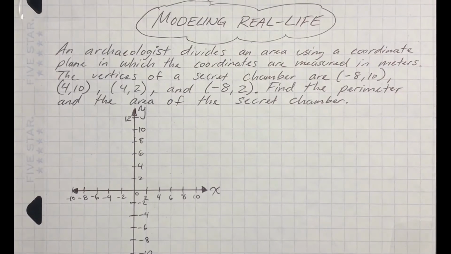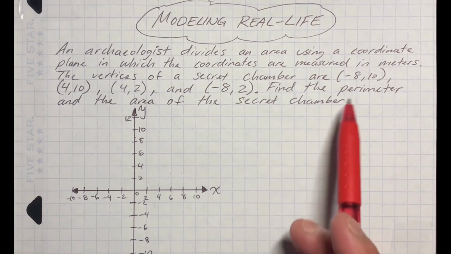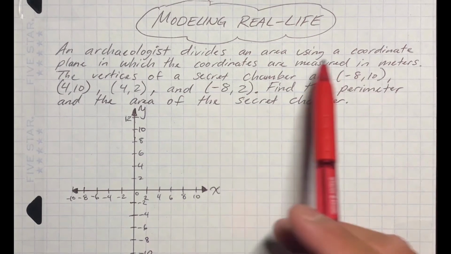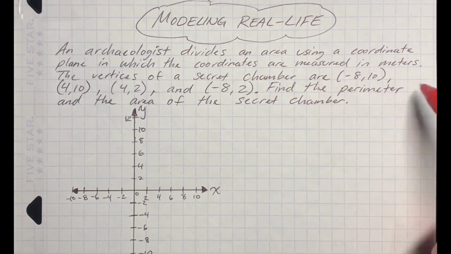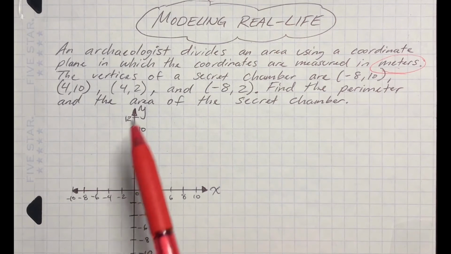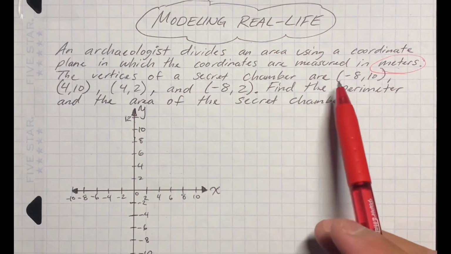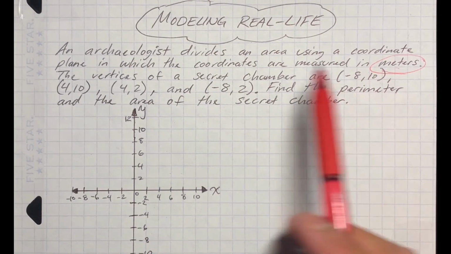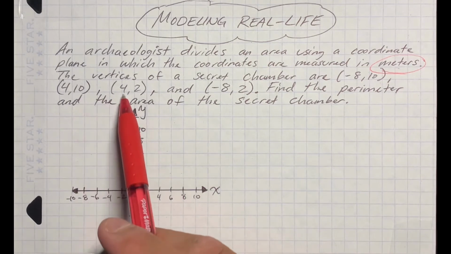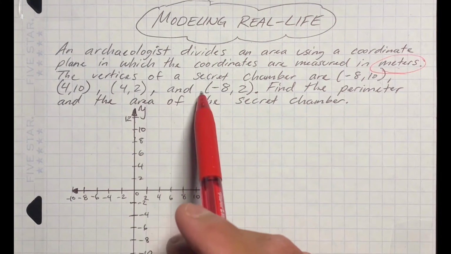All right, lastly, we're going to model real life. I'm going to read to you guys this paragraph. An archaeologist divides an area using a coordinate plane in which the coordinates are measured in meters. So it's measured in meters. The vertices of a secret chamber are -8 and +10, +4 and 10, +4 and 2, and -8 and 2.